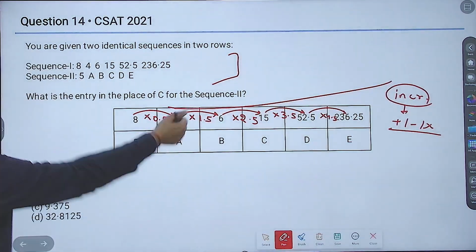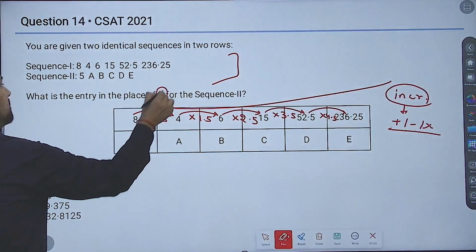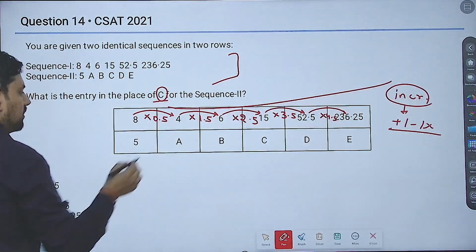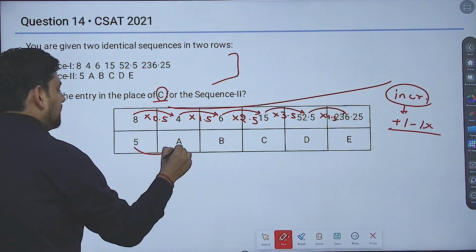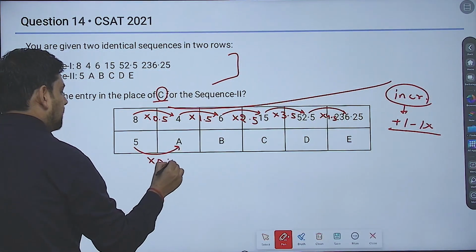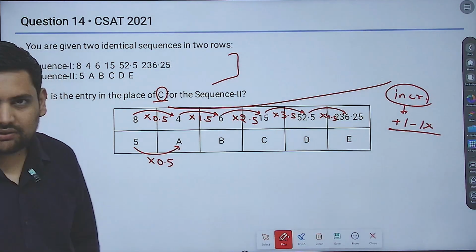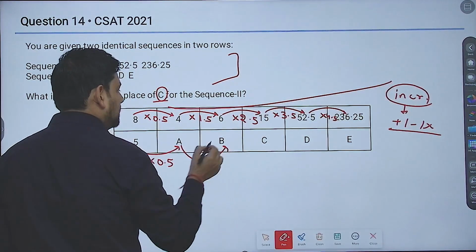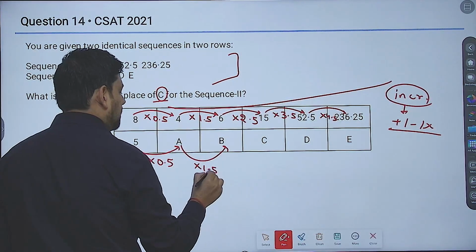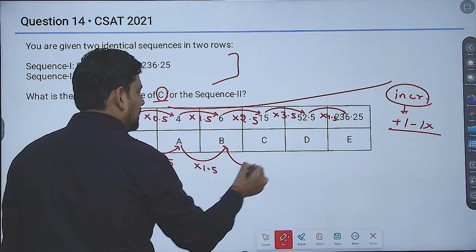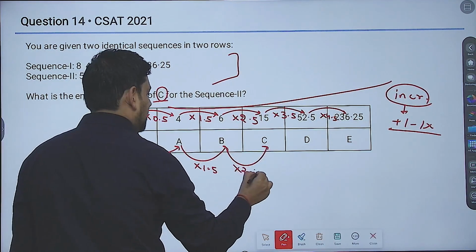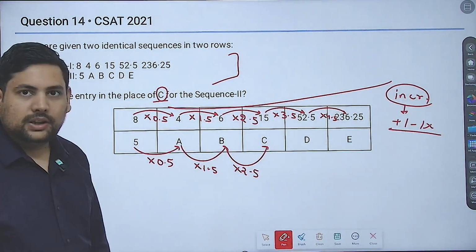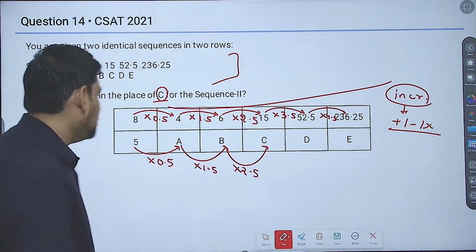Now it asks what is the value of C, what should come in place of C. So how do you find C? How will you find A? From 5 you multiply it with 0.5, it becomes A, correct? Then from A, how can you reach B? You multiply it with 1.5, you reach B. Then B, when you multiply it with 2.5, you reach C. This is the pattern. Now I want C. So C will be equal to what?